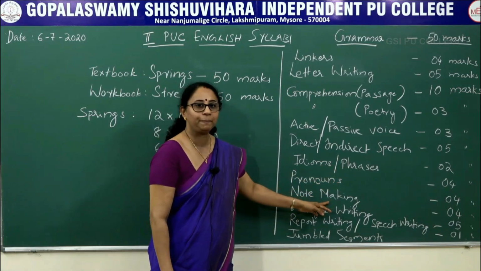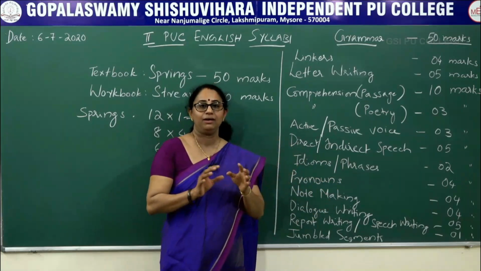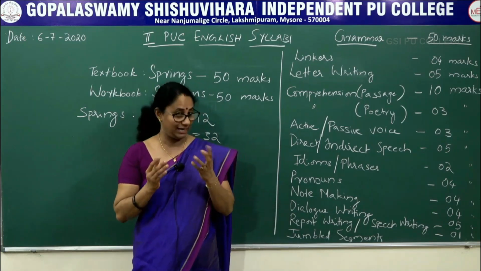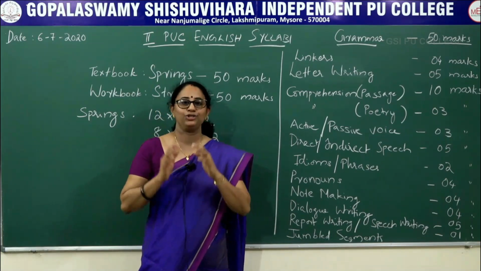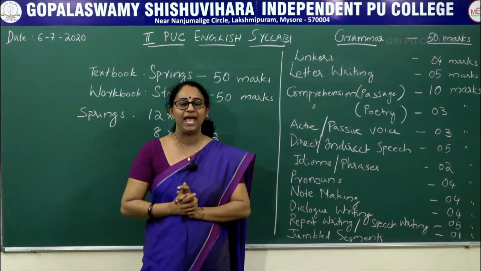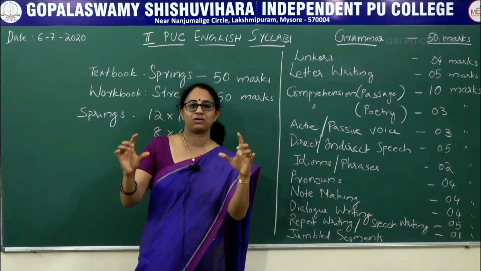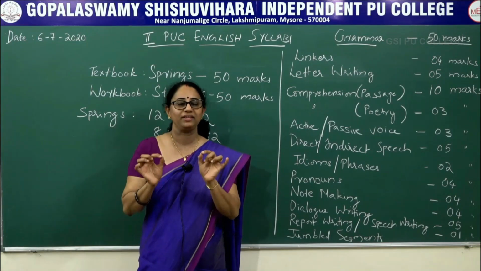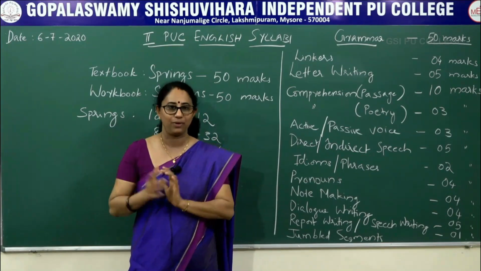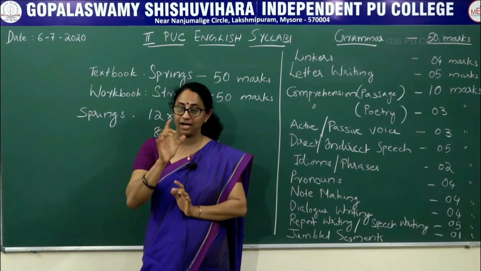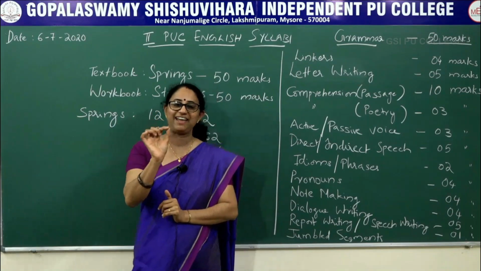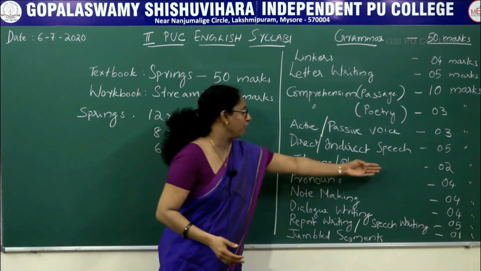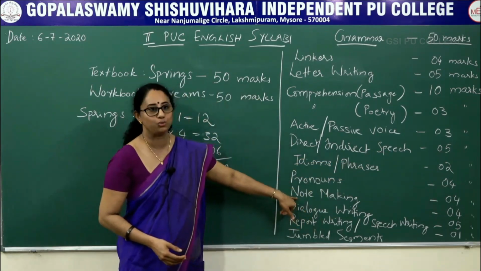Note making, you will be given a paragraph, again an unseen paragraph. You should comprehend the paragraph, and there would be given some boxes or bubbles, and you have to fill in these boxes with the correct words required. Now there are 8 boxes, and each box carries half marks. Put together 4 marks for note making.